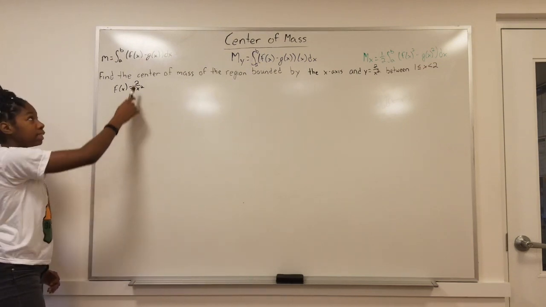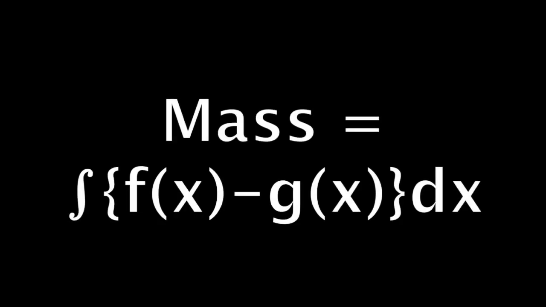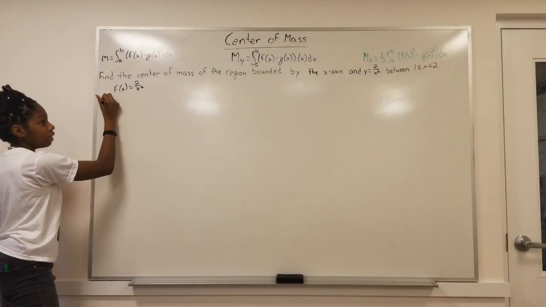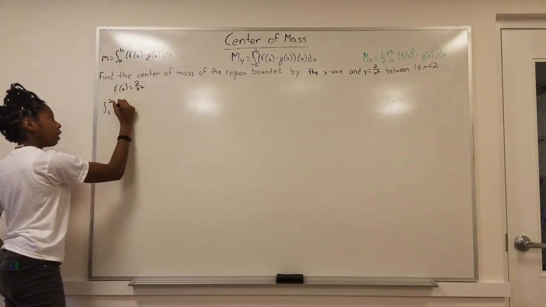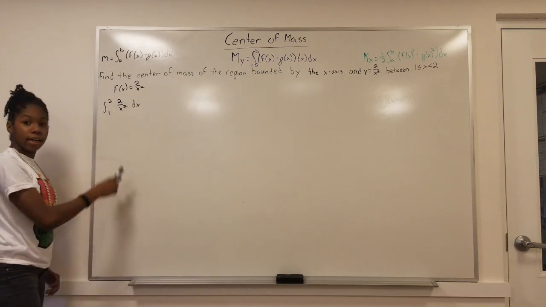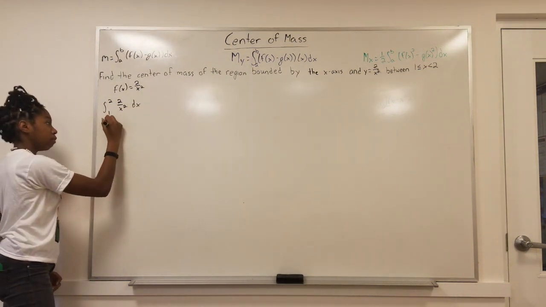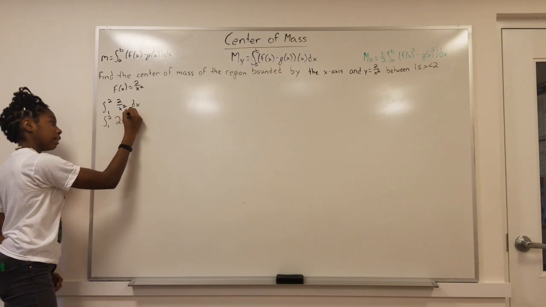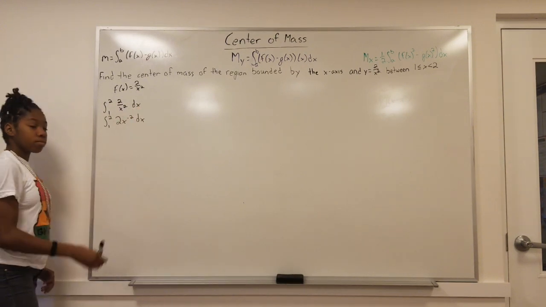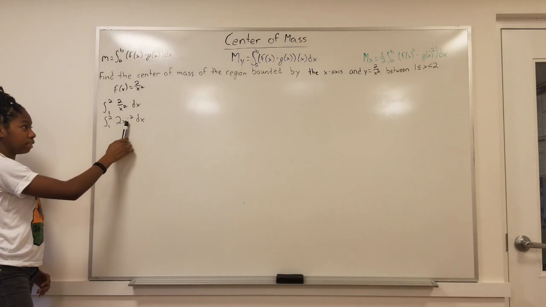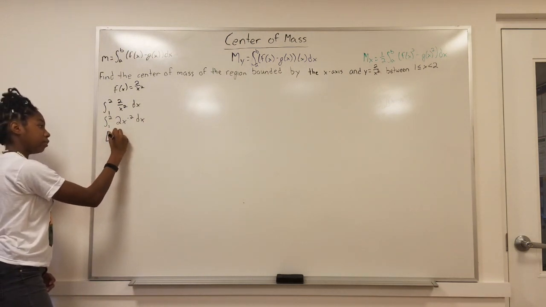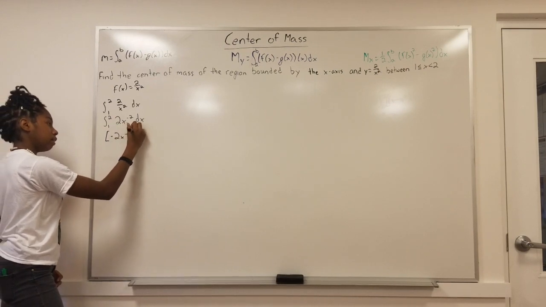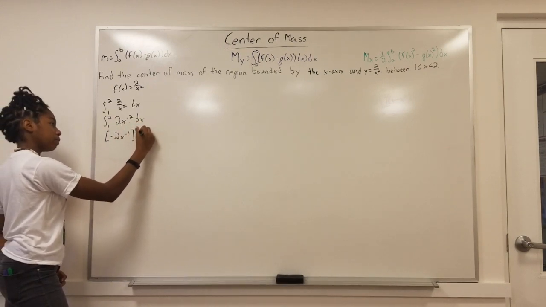So the first step is to find the area of the region. So this is just the integral from 1 to 2 of 2 over x squared dx. And another way to write this is the integral from 1 to 2 of 2x to the negative 2 dx. And then you can do power rule to find the integral. So you integrate this and you get negative 2x to the negative 1 from 2 to 1.